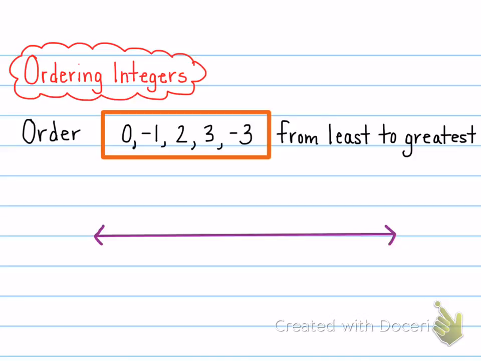So my smallest numbers are going to be in the negatives, and I look at my negatives, and I have -1 and -3, and I know that -3 is going to be further from 0, so -3 is going to be my smallest number. And then I look at my positives, 0, 2, and 3, and I see that 3 is going to be my biggest positive. So then I know that my number line has to go from 3 to -3.